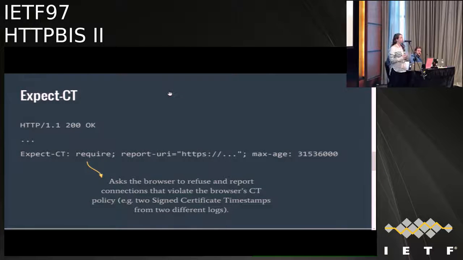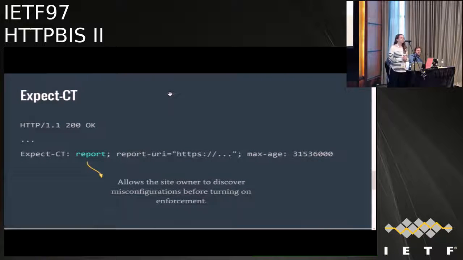When a site sends this response header, it asks the browser to remember that the site should be connected to with CT compliance, has a max age, and much like HPKP, has a report URI so that the site can be notified of violations or misconfigurations. And also, much like HPKP, comes with a report-only mode. One example use case for this is that a site might want to kind of gain confidence in its operations before going into the enforcement mode, where their users might start seeing failed connections.